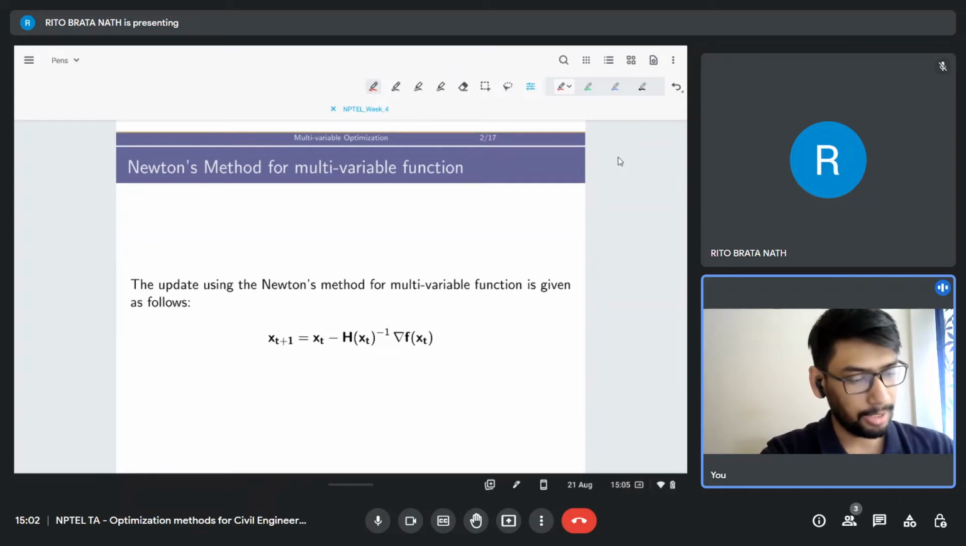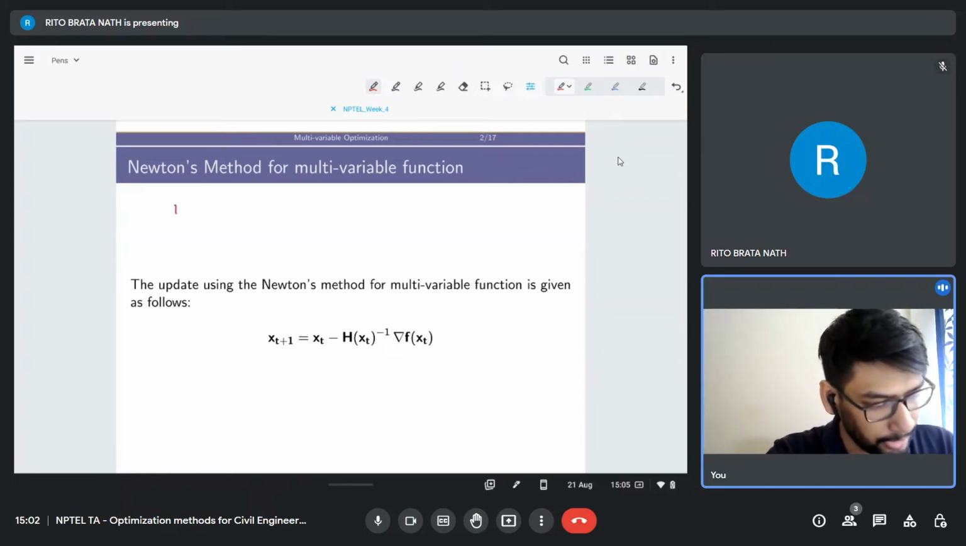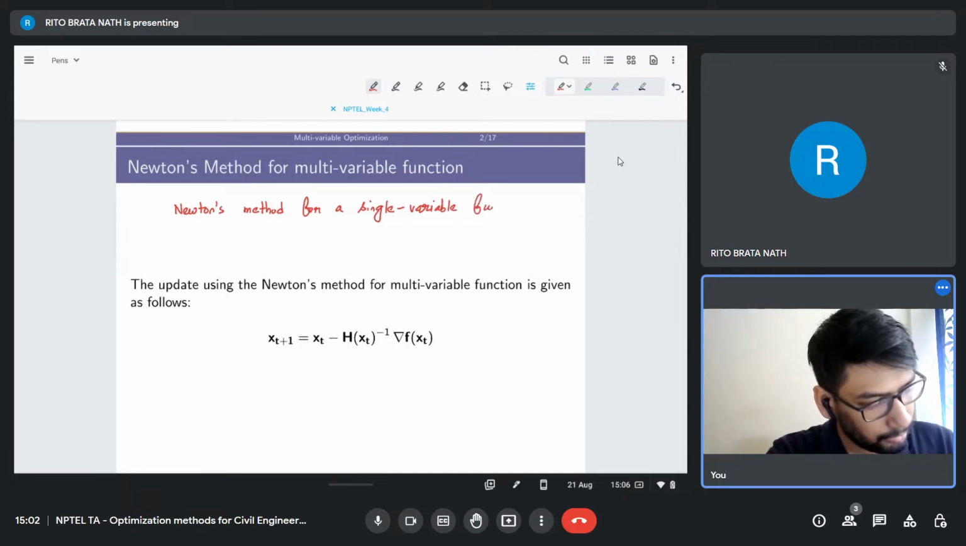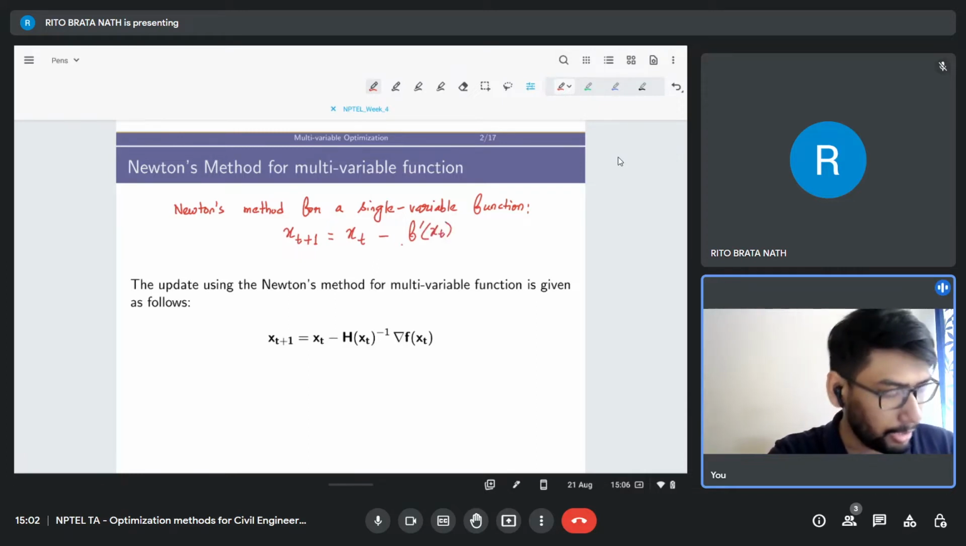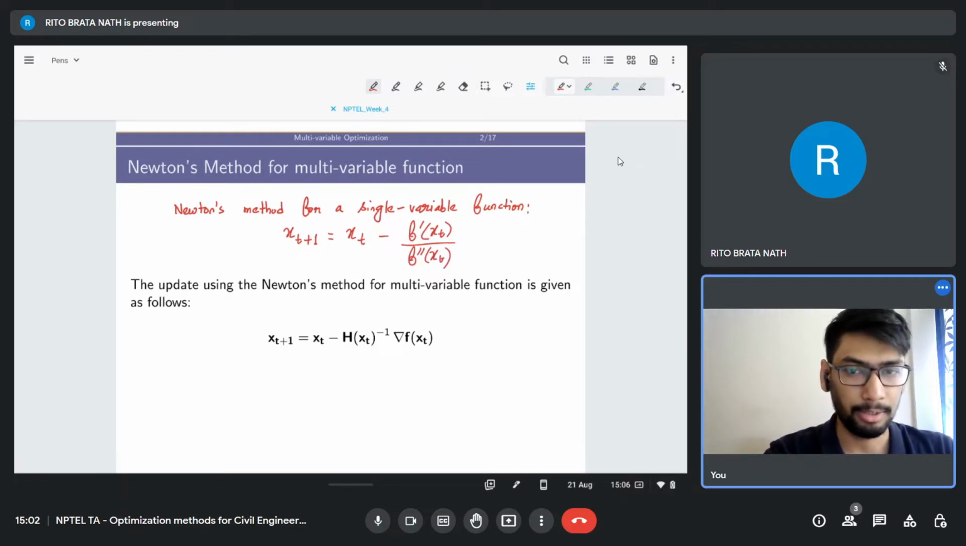So let's get started. What do we do in Newton's method for a single variable function? I'll write it down. There, the update rule is x t plus 1 equals xt minus f prime of xt divided by f double prime of xt. So you need the first and second derivative to calculate that.